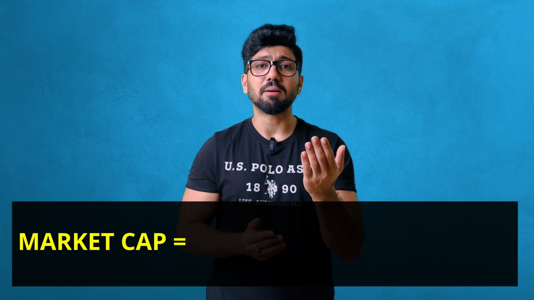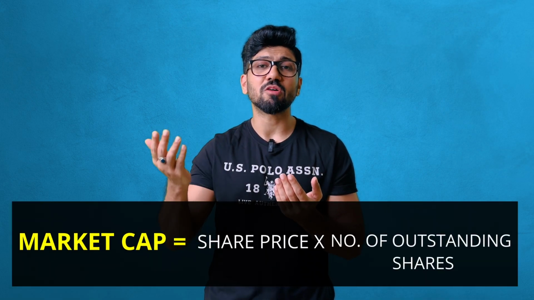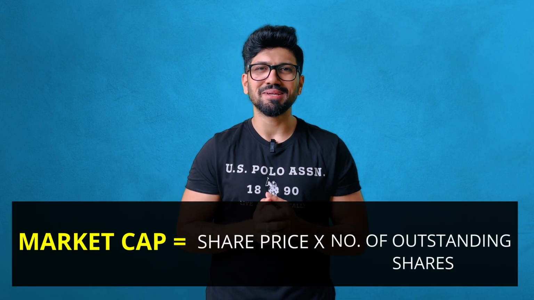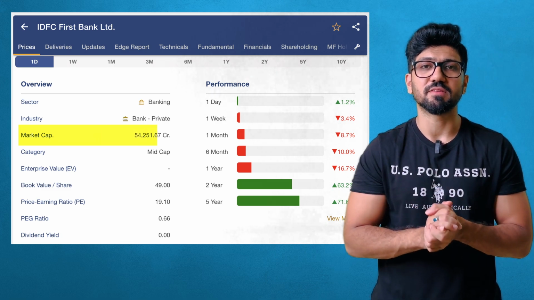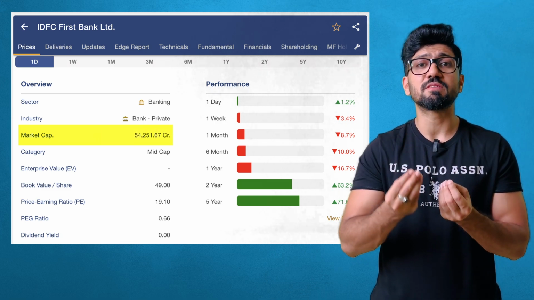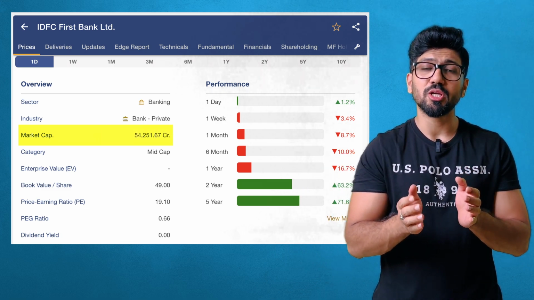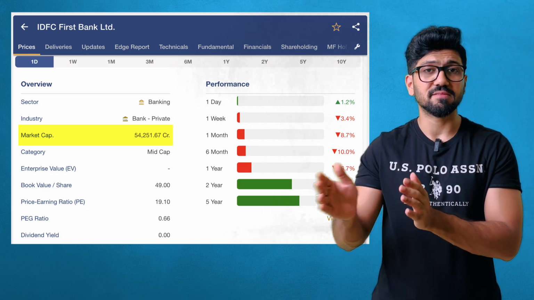Now, coming back to market capitalization, what exactly is it? So the formula looks something like this. Market cap is equal to share price times number of outstanding shares. Now what does that mean? It basically means if you want to buy an entire company, this is the amount that you will have to pay to buy the entire company. Let's take an example. If you want to buy the entire IDFC First Bank, how much money do you have to pay? This is the amount you would have to pay. Look at the market cap of IDFC First Bank. This is 54,251 crores. This is the amount you will have to pay to buy the entire IDFC First Bank.